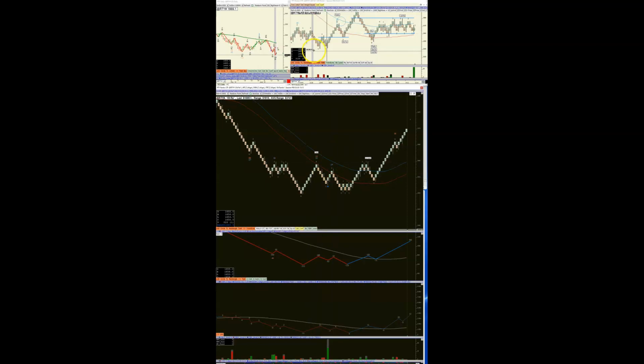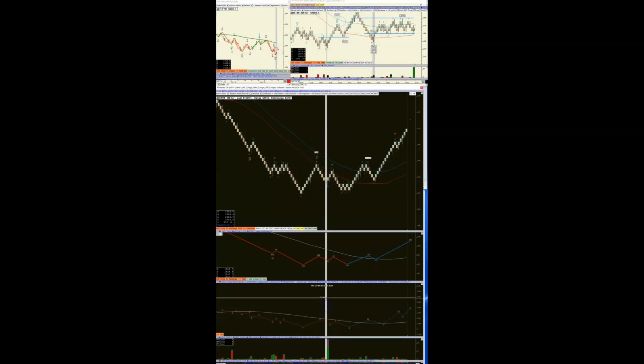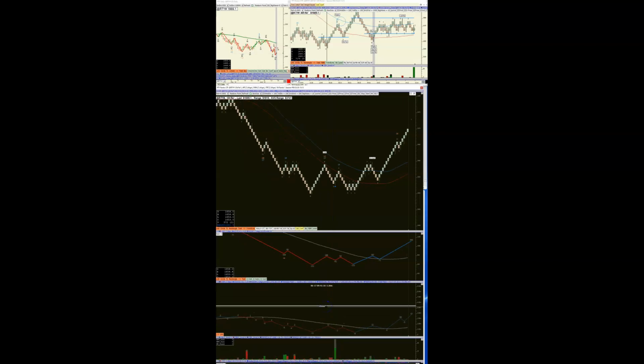All right, so this, that, does that, and finally you can use internals or whatever else as a confirming indication. And I know that because I know right here is buying pressure.